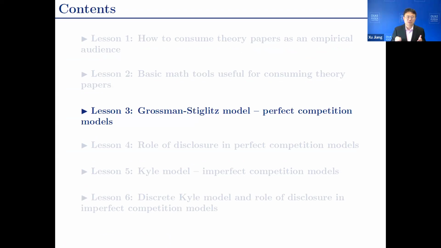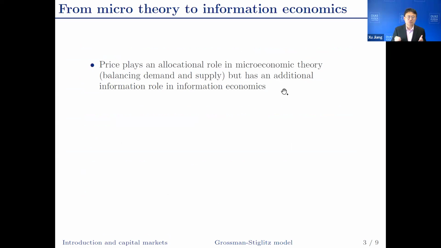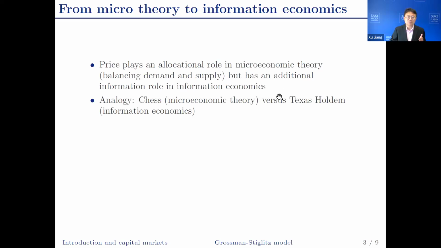Information economics models are quite different from traditional microeconomic models you may encounter. One key difference is that in traditional microeconomic models, price only plays an allocation role. Demand equals supply, and that generates price. But in information economics, price has an additional informational role. I would like to use analogies to illustrate that.